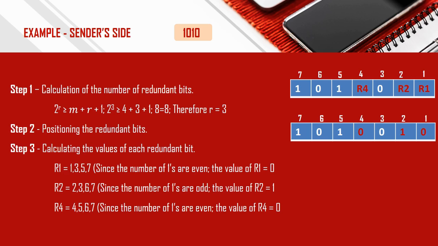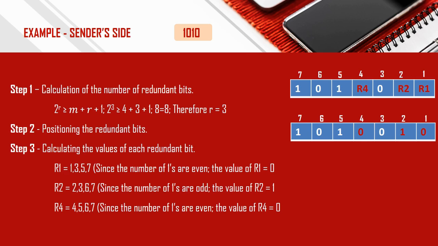Let's check. At the fourth position we have 0, and fifth position we have 1, and sixth position we have 0, and seventh position we have 1. So we have 2 ones, so no need to add any 1 to make it even. So we can write the value of r4 as 0. So first 3 steps have been calculated.